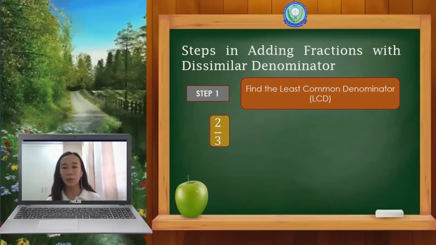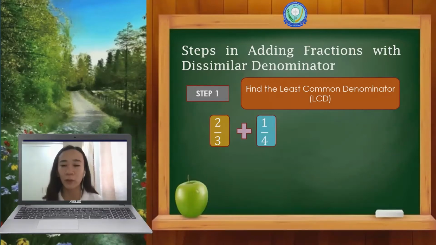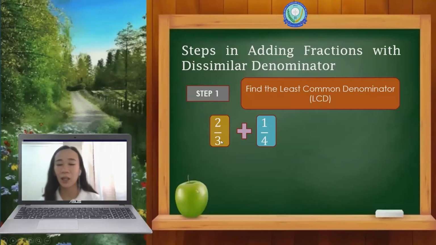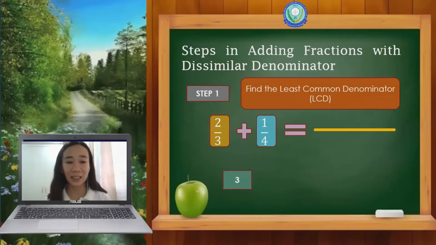What is the least common denominator? Since we have here 2/3 and 1/4, the denominators are 3 and 4. In finding the LCD, we need to list the multiples of each number until we can find a number which is a common multiple of the denominator.